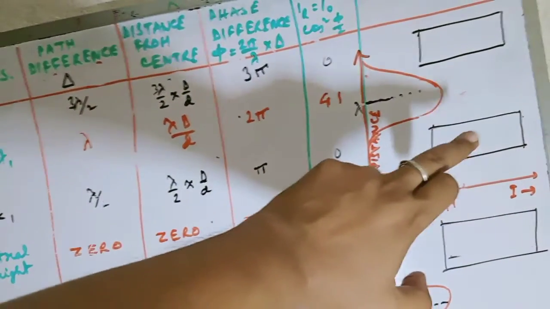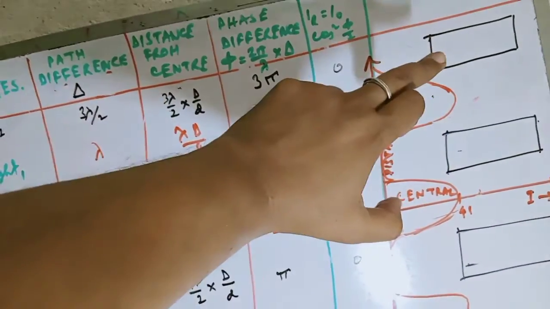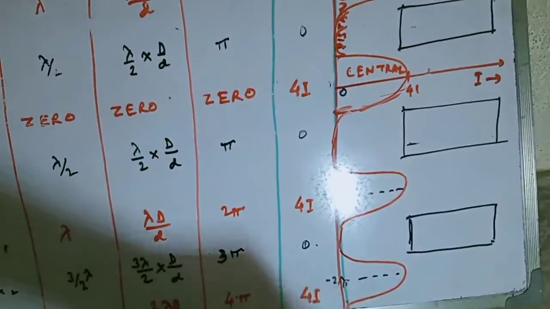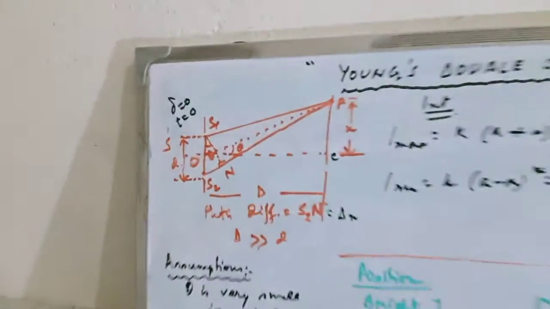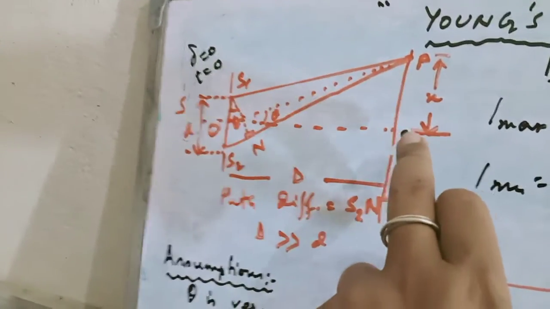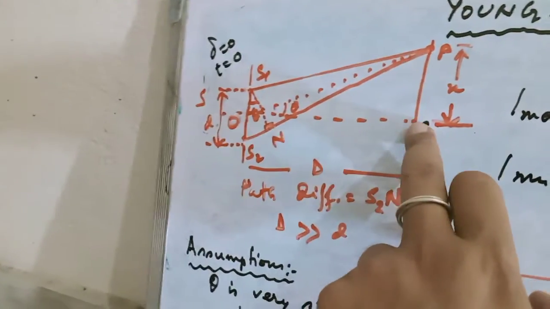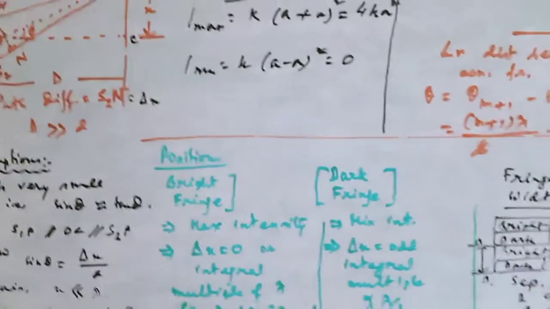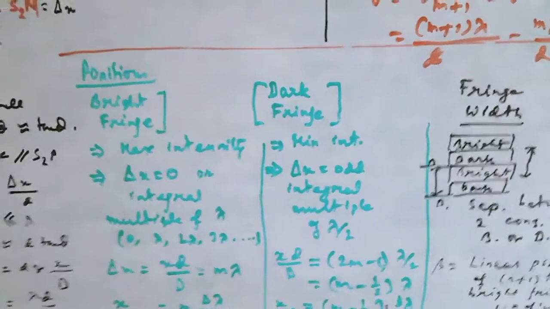Dark, bright, dark, bright, dark. Similarly, bright, dark, bright, dark. In this way, alternate patterns of bright and dark fringes will be formed on the screen: central bright, then dark, and so on. Now what about the computation of the bright fringe and that of the dark fringe?